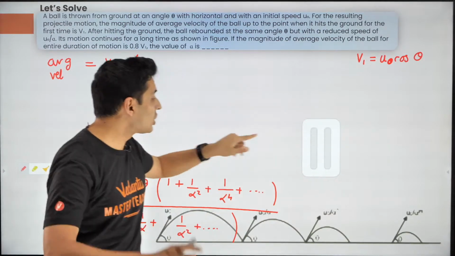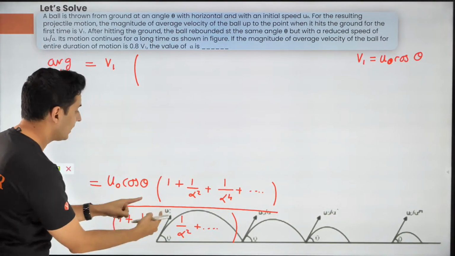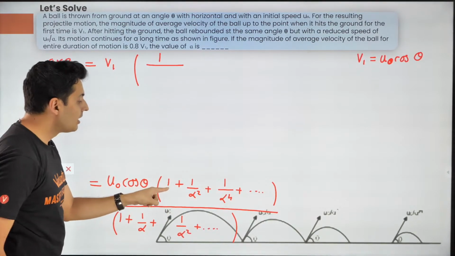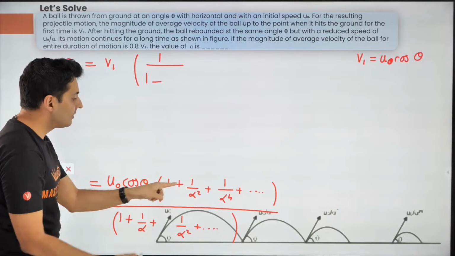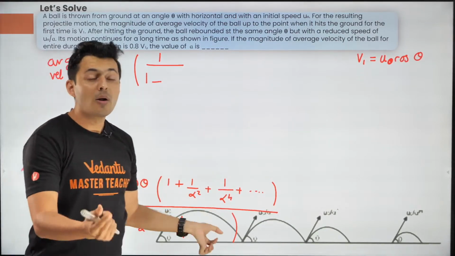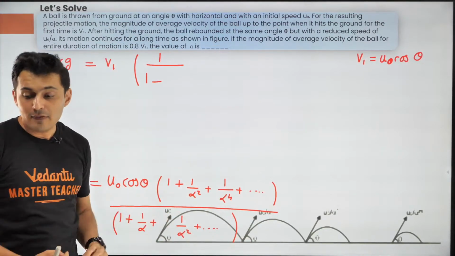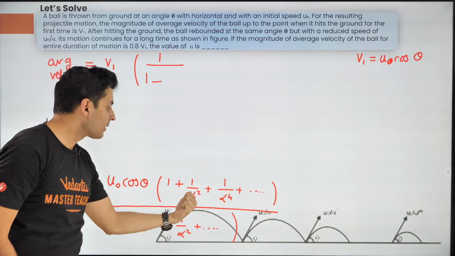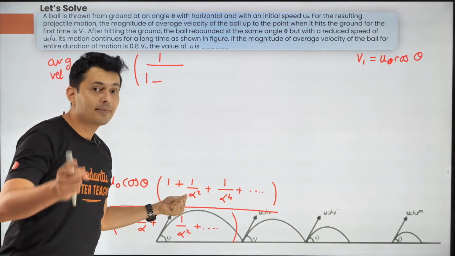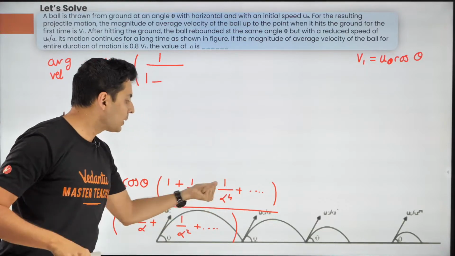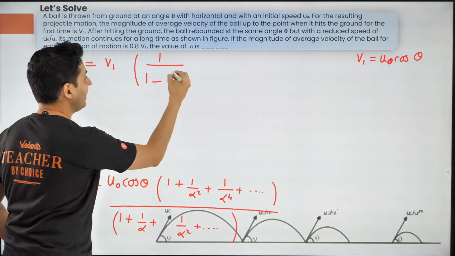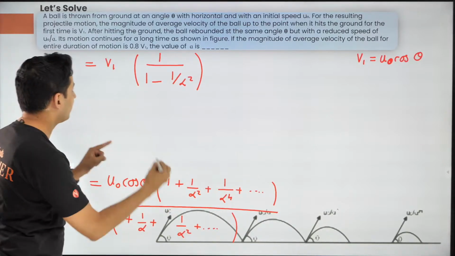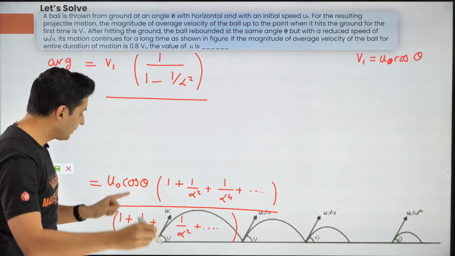Very good. So basically what you're going to get, the first term is 1 upon 1 minus the ratio. What is the common ratio? 1 by alpha square. Every term is 1 by alpha square of the previous term. If you multiply this term with 1 by alpha square, you get the next term. So it will be 1 minus 1 by alpha square. That's the numerator.